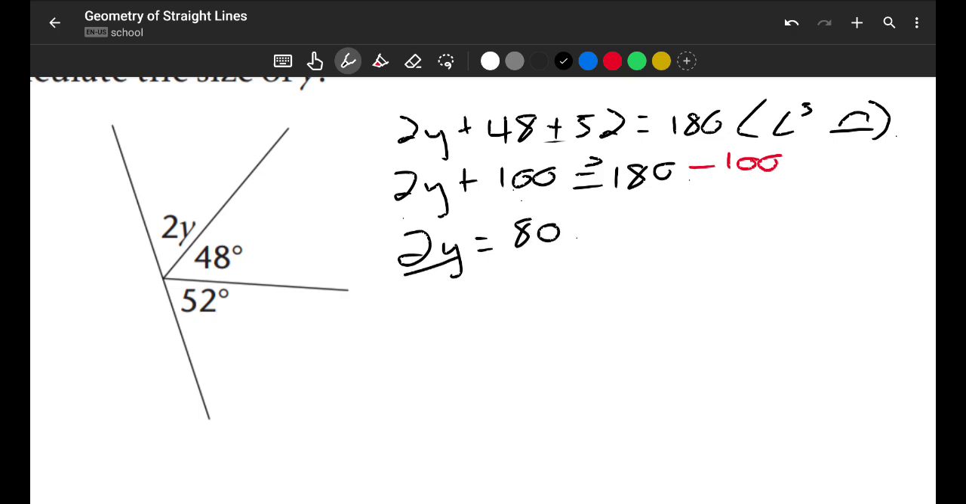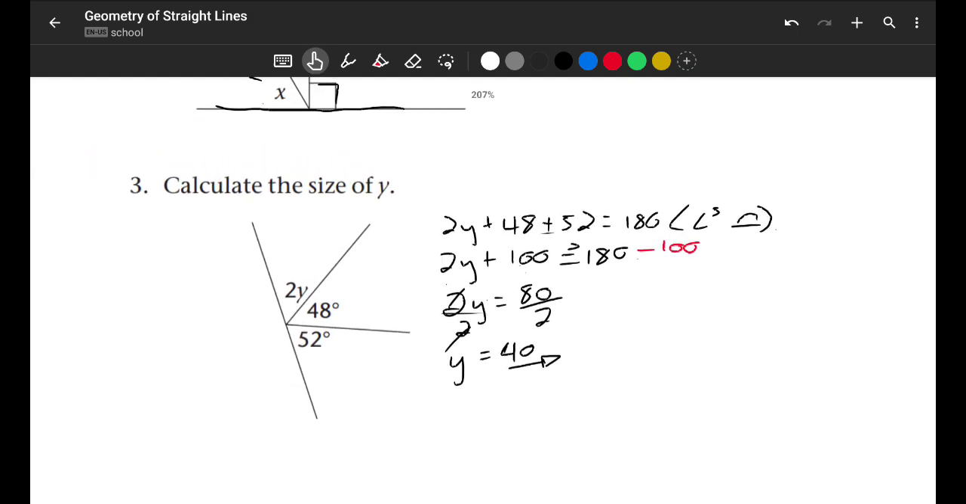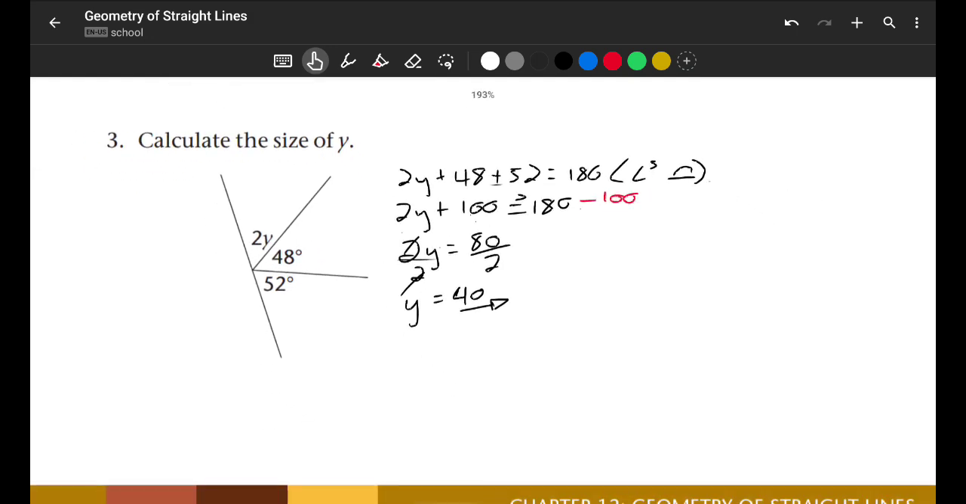How do I get y by itself? Divide both sides by 2. This 2 will cancel that, and I will have y left alone. 80 divided by 2 should give me 40, and that is my answer. y is equal to 40. What did they ask for? The size of y. Yes, y is equal to 40 degrees.